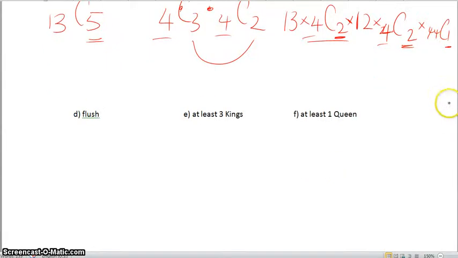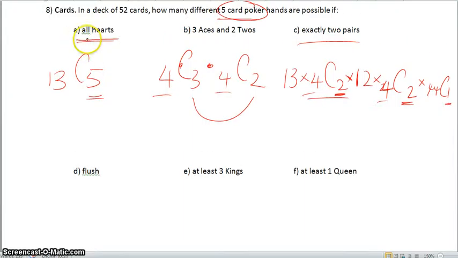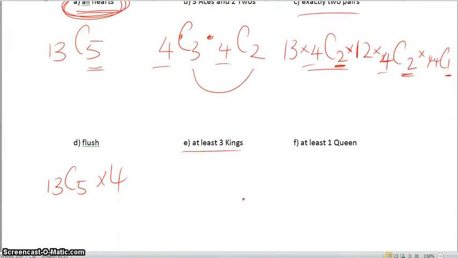All right, a flush mean is like all hearts, all club, all spade, or all diamond. So this is any one of a kind, one of a suit. You can have any one of 4 of them. So just times 4. Okay, at least 3 king, which means 3 kings or 4 kings.